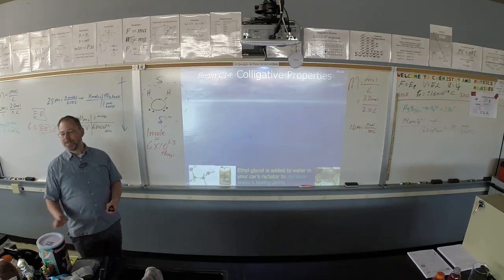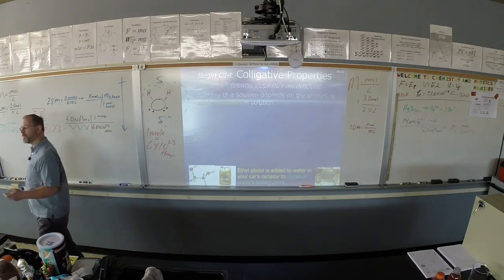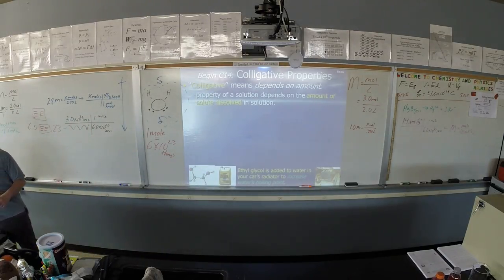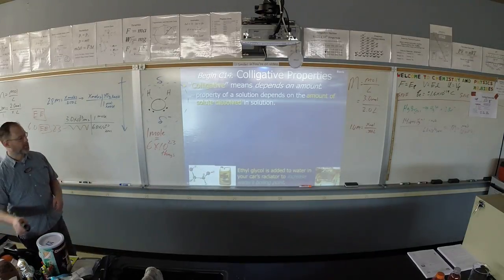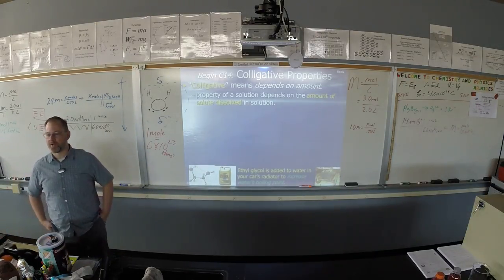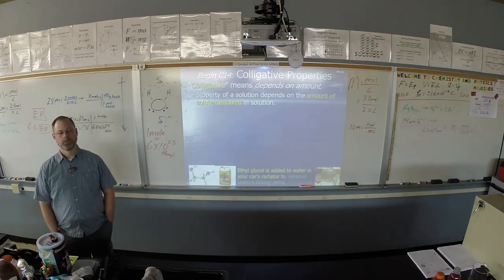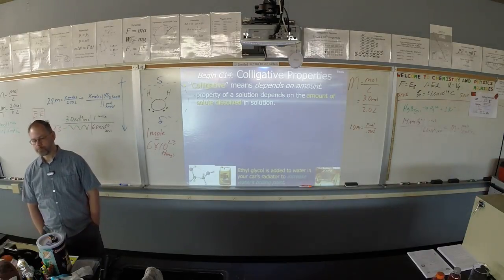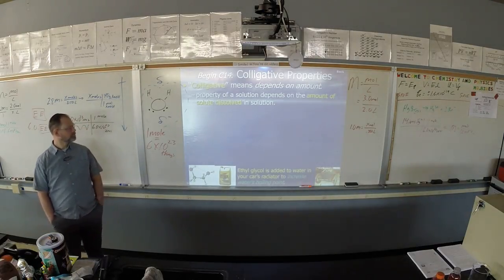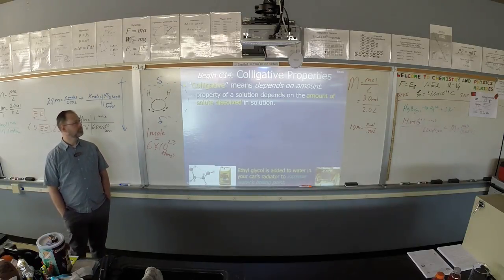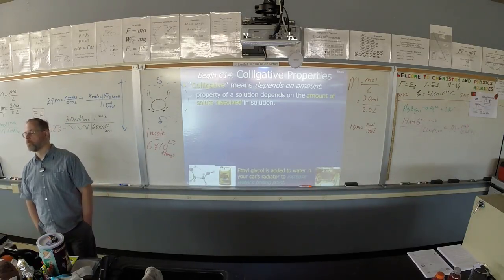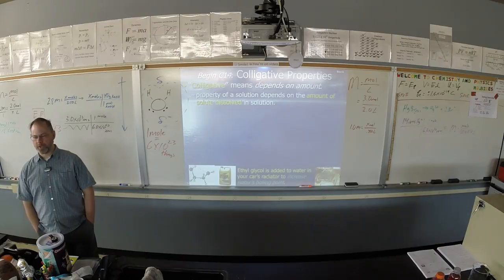Colligative properties. Colligative means depends upon amount. So a colligative property depends upon the amount of stuff you have. In other words, the more you have, the bigger your property.